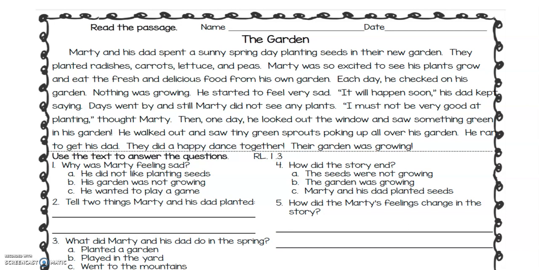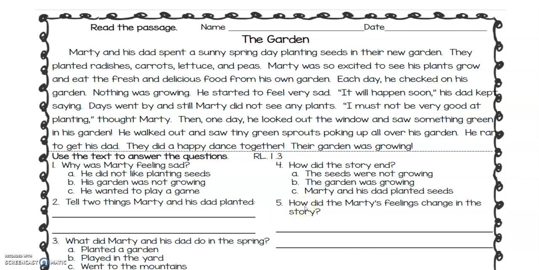All right, so I came up with the answer of the garden was growing, because when I look back, he looks out the window and he sees that something green is in his garden. They did a happy dance together, so that must mean that his garden is growing now.